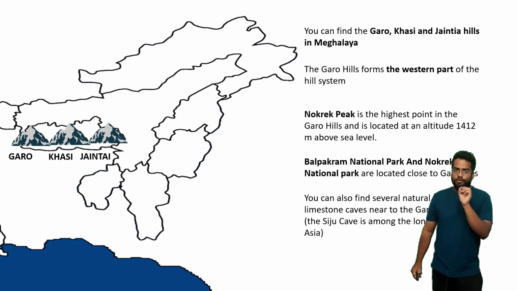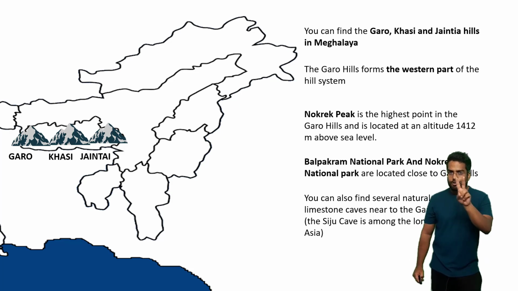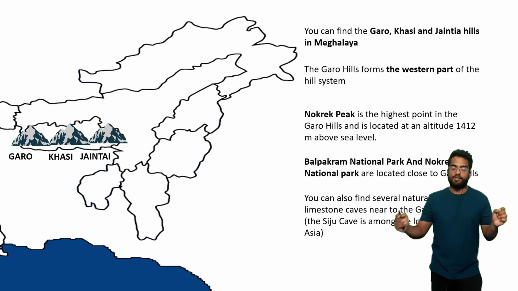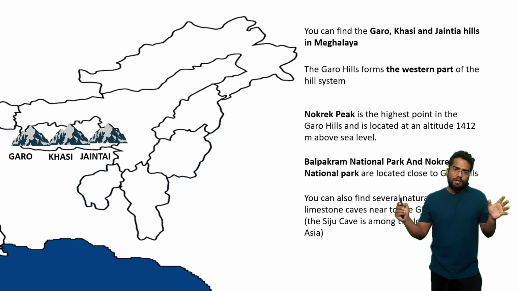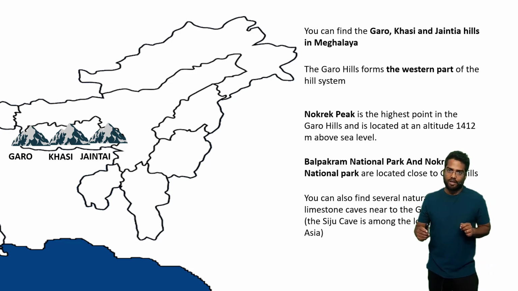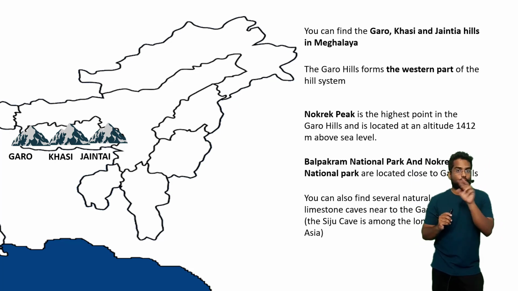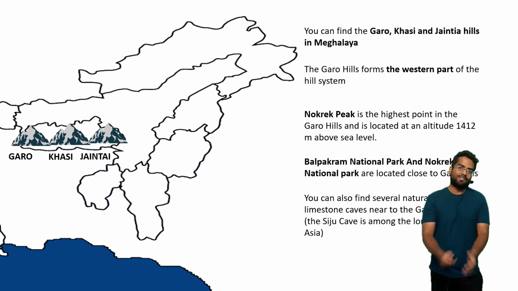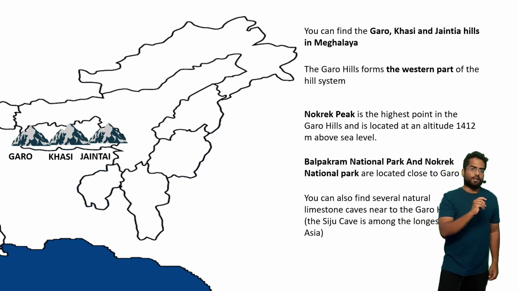So we have two national parks. One is Balpakram National Park and the second one is Nokrek National Park. Two national parks, let me repeat, Balpakram National Park and Nokrek National Park. These are actually pretty close to Garo Hills. The peak is known as the Nokrek Peak. Then we have two national parks, Balpakram and Nokrek National Parks. That's pretty interesting. Let me finish with one more interesting thing.